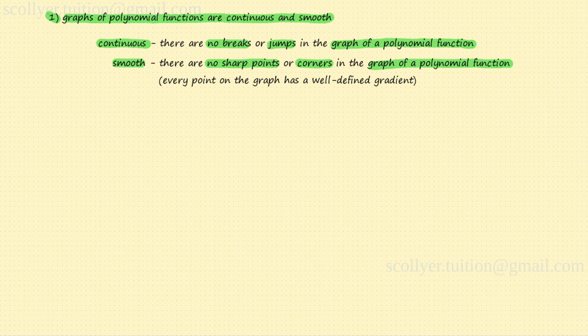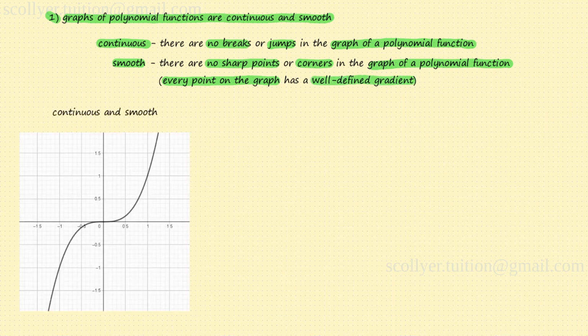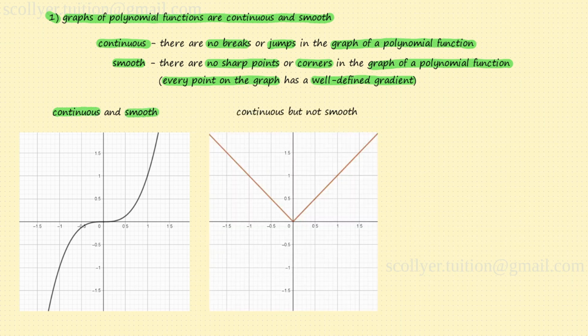Alternatively, we can say that smooth means that every point on the graph has a well-defined gradient. And here is an example of a graph that is both continuous and smooth. Here is a graph which is continuous but not smooth. It's continuous because there are no breaks. It's not smooth because this point has no well-defined gradient.